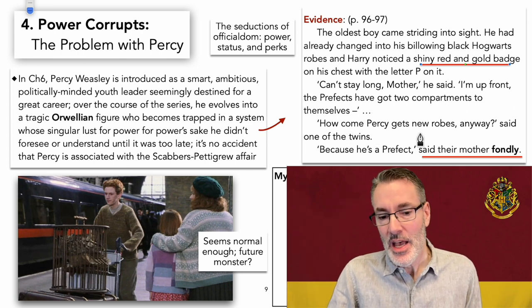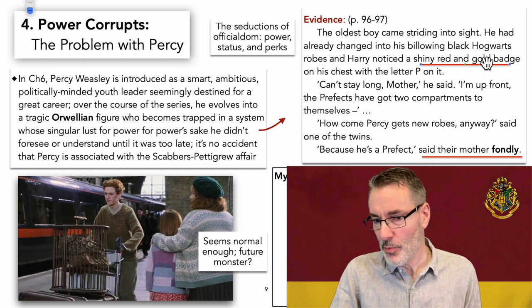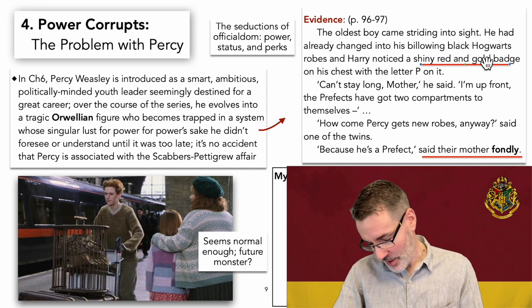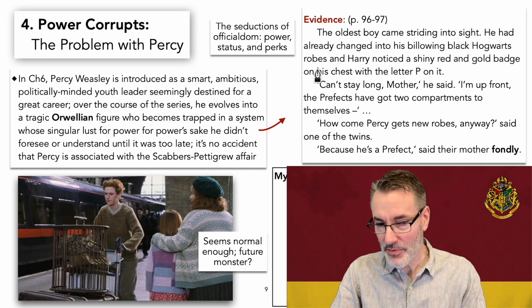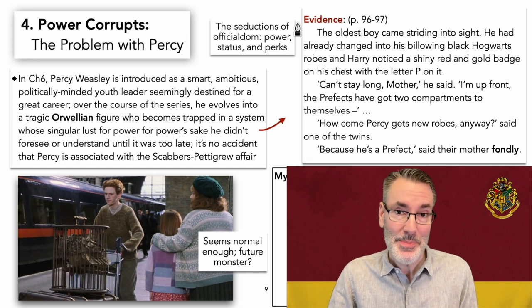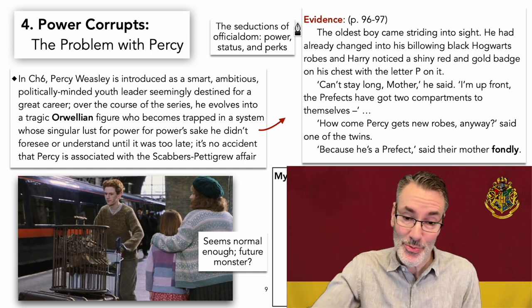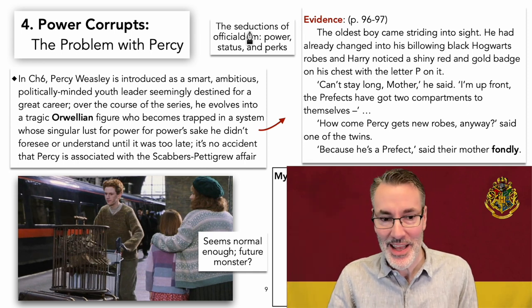Privileges. "How come Percy gets the new robes anyway?" said one of the twins. "Because he's a prefect," said his mother fondly. Yes, everybody's proud of that, and rightly so. If you can keep on track and you can recognize what's going well and what's not going well, then yeah, you should be proud of it.